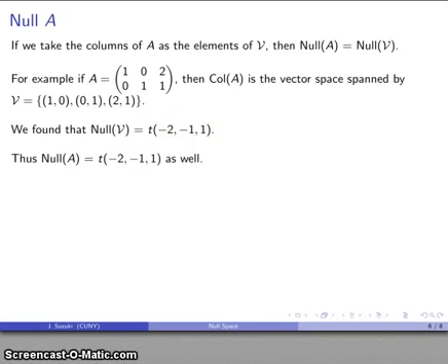So again, the important thing to remember here is that when we talk about the null space of A, what we really mean is the null space of the vector space spanned by the columns of A treated as vectors.